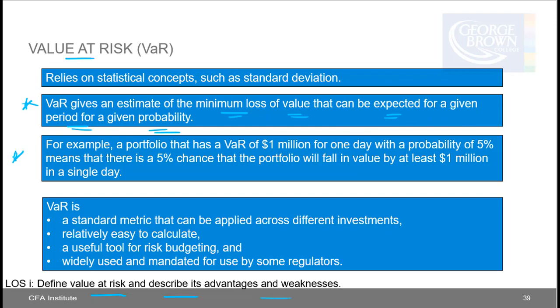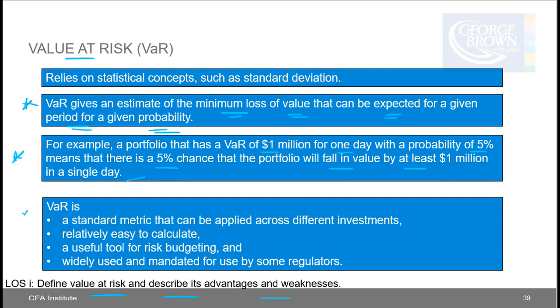So you can see from the example, for example, a portfolio that has a VAR of 1 million for 1 day with a probability of 5% means that there's a 5% chance that the portfolio will fall in value by at least 1 million, minimum loss, in a single day, okay?